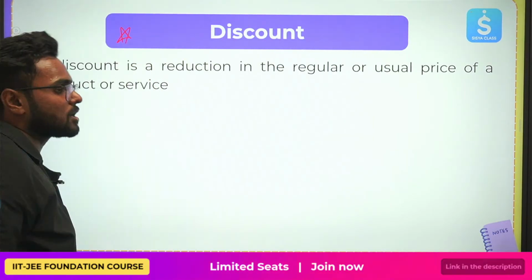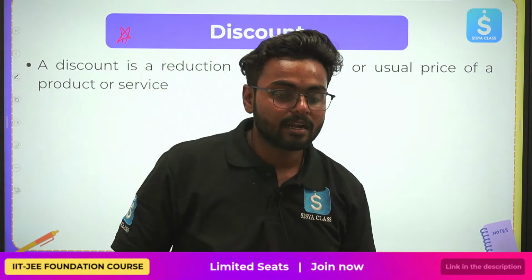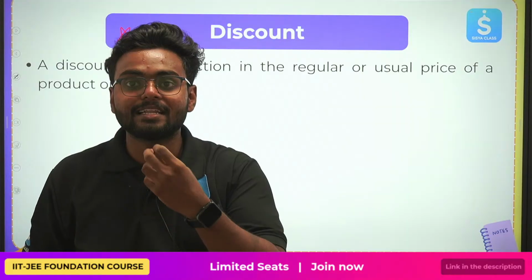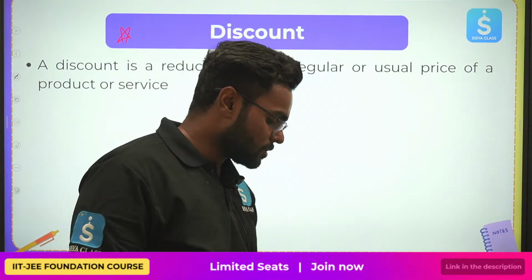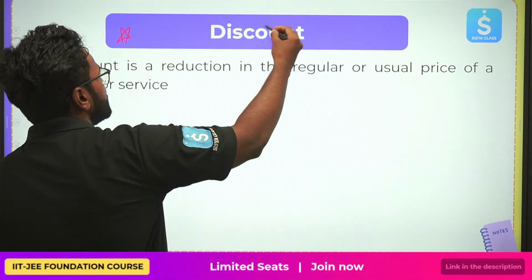Now let us see discount. So we all know what discount is. Discount is a reduction in the price. Reduction on what price? On the price that is marked or listed. If you go to a shop, any shop, there would be tags, right?